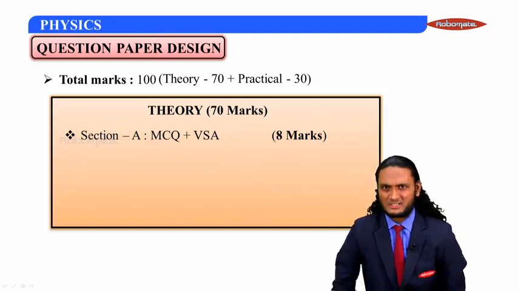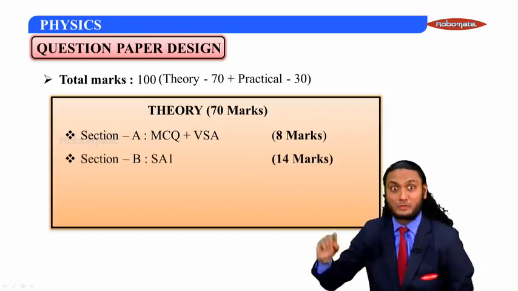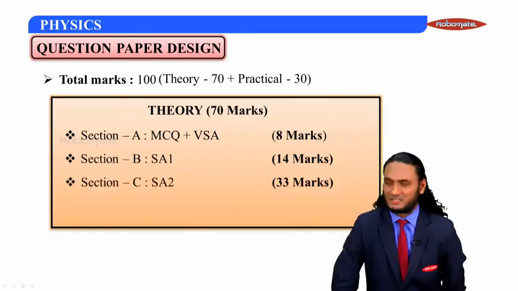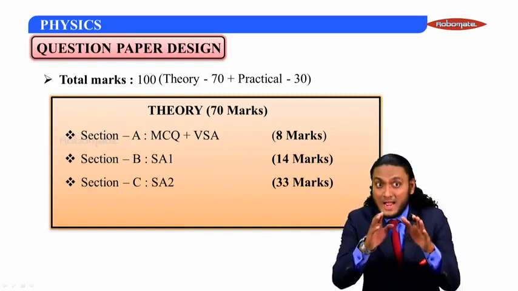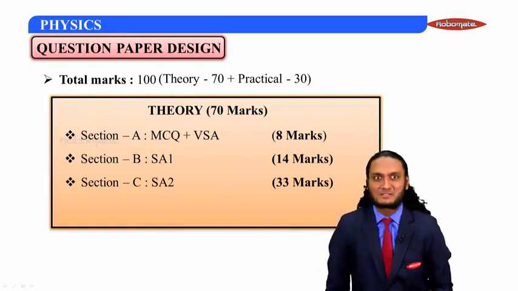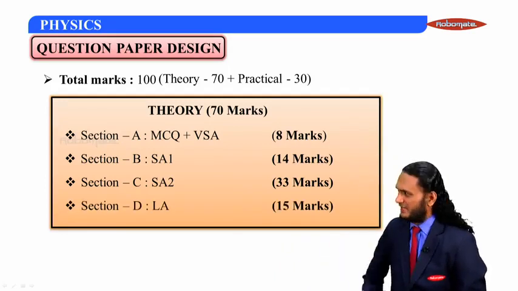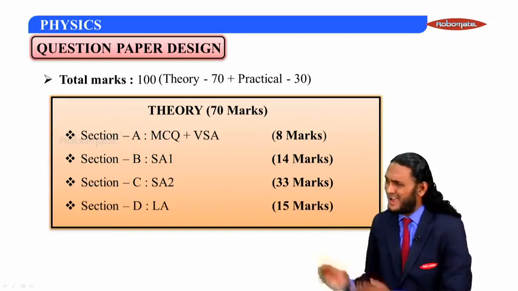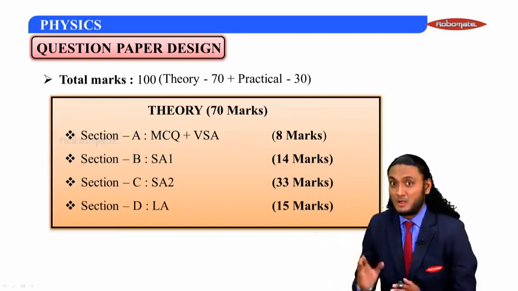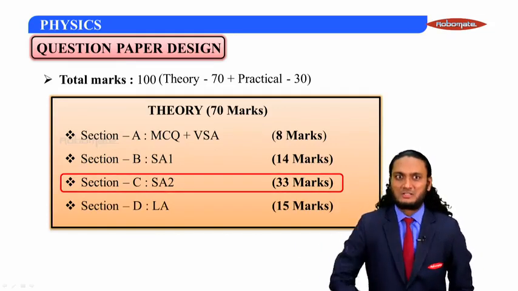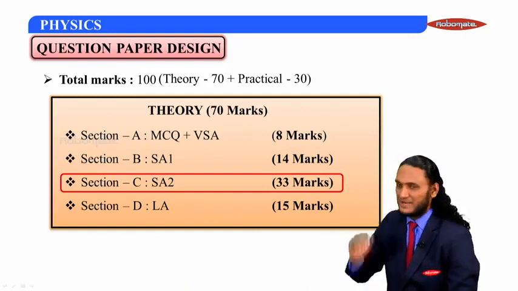Then you have the second section, which is section B, which contains short answer question 1, and it is for 14 marks. Then you have the third section, which is section C, which contains short answer question 2, and it is for 33 marks. Very important. Then the fourth section is section D, which contains a long answer question, and it is for 15 marks. Now students, if you see this very carefully, section C is for 33 marks. It's a very important section. So I hope you understood the design of the question paper.